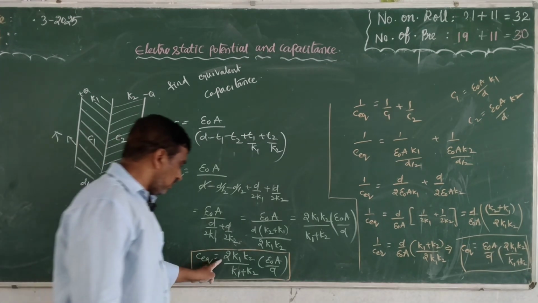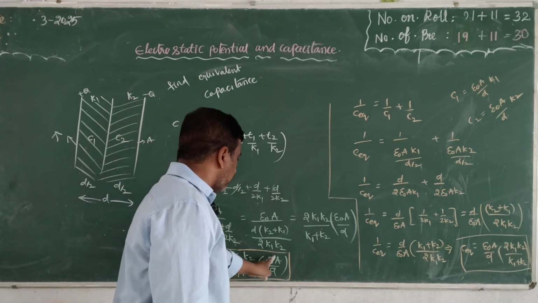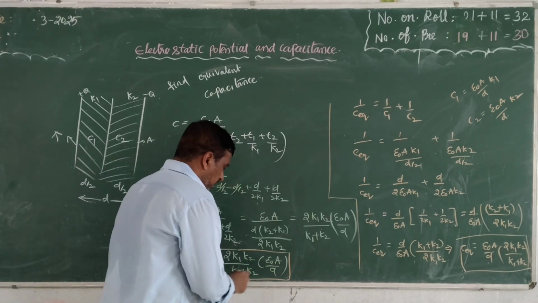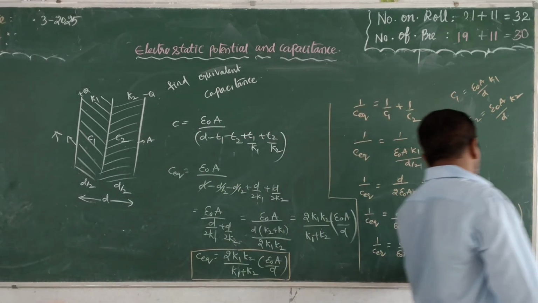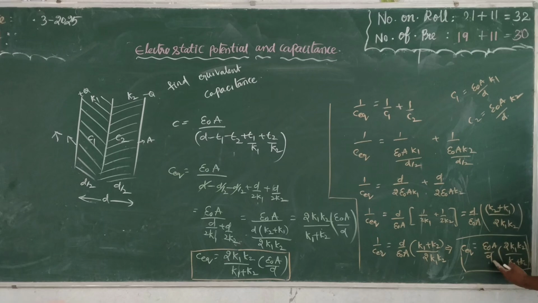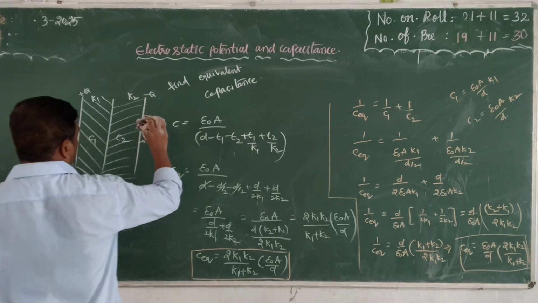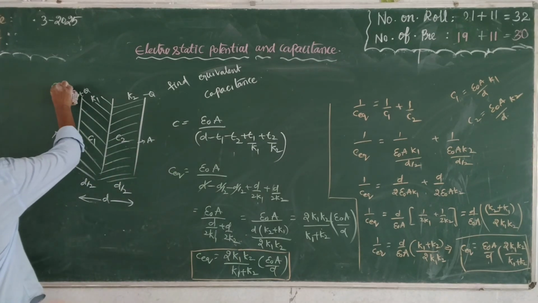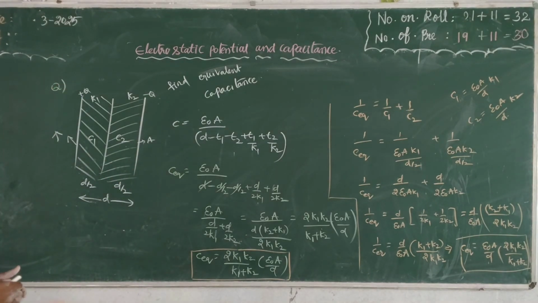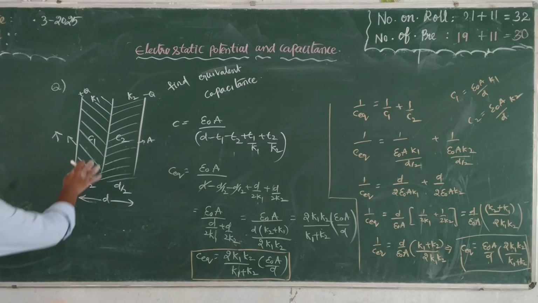Both are the same. Here also C equivalent equals epsilon naught A by D into 2K1K2 by K1 plus K2. Now both are the same. Whatever method we use, the solution will be the same. That was the series case; now let us see the parallel case.